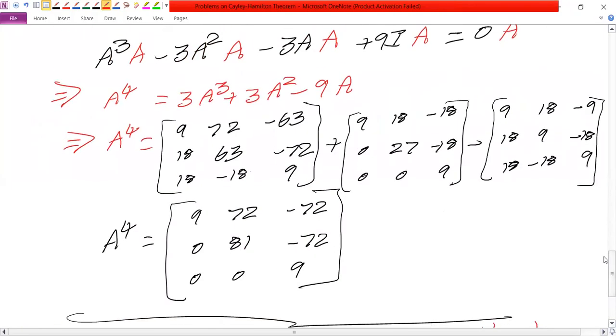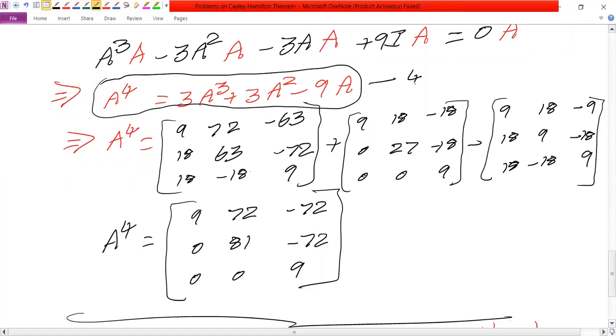That means, for example, if they're not asking A power 6 but asking to express A power 4 in terms of A, then you write this one and you can stop here. That's enough. But now we need to find A power 6 in terms of A. For that, this equation we have to take as equation number 4. What I'm going to do is multiply equation number 4 with A on both sides.